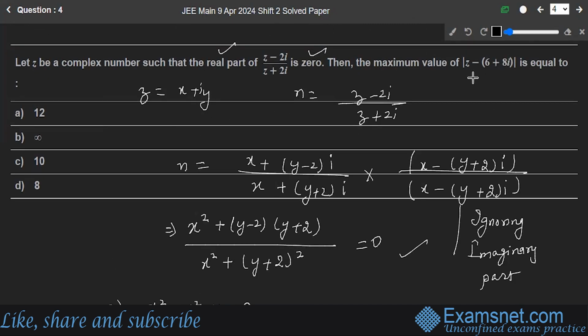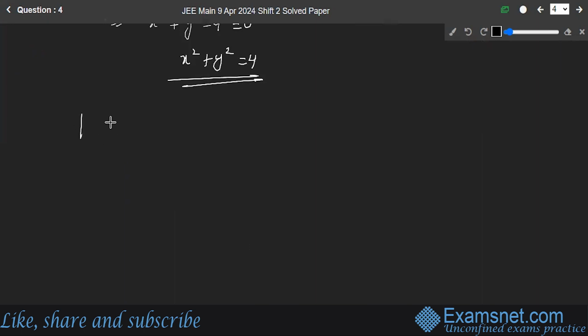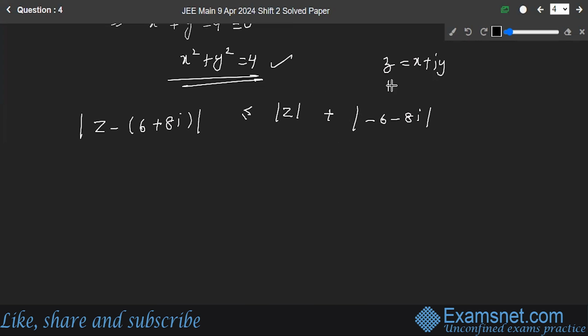Now let's come to what we have to find out, the maximum value of modulus of z minus 6 plus 8 iota. This is something you have to find out. So this is less than or equal to the modulus of z plus the modulus of minus 6 minus 8 iota. And this was your modulus of z, because z was equal to x plus iota y. So the modulus of z was equal to under the root x squared plus y squared. This will give me root 4, which is 2.